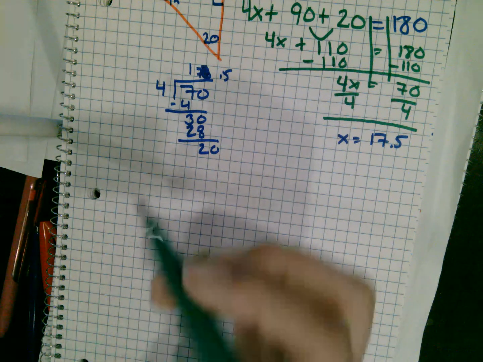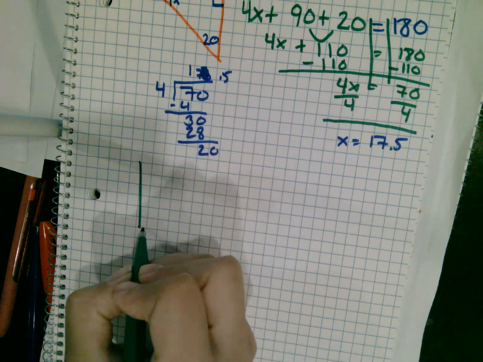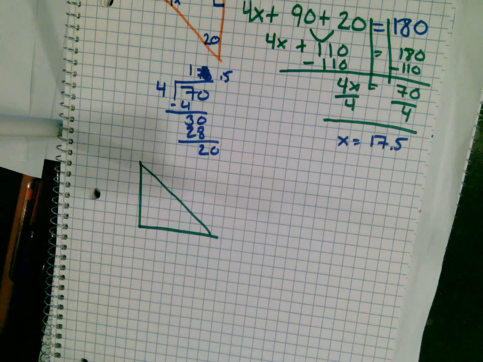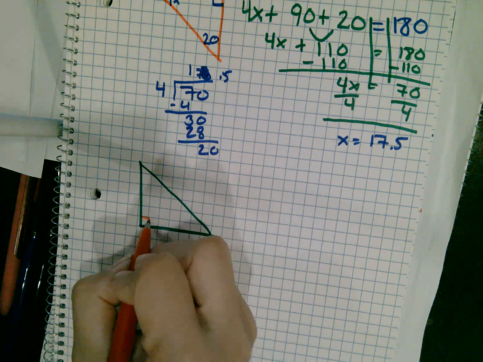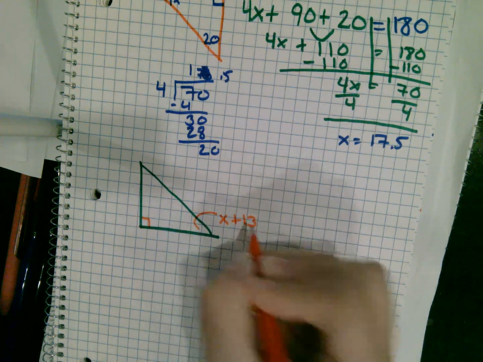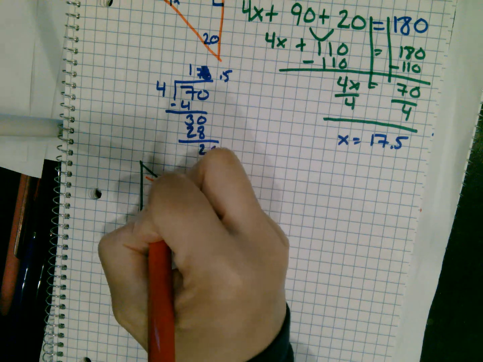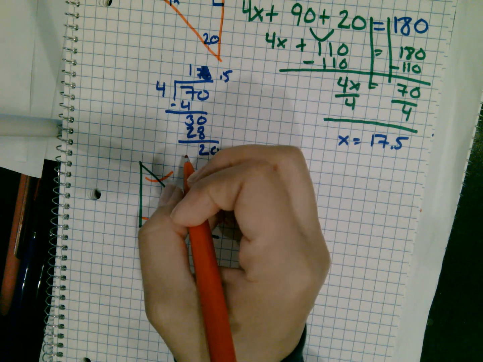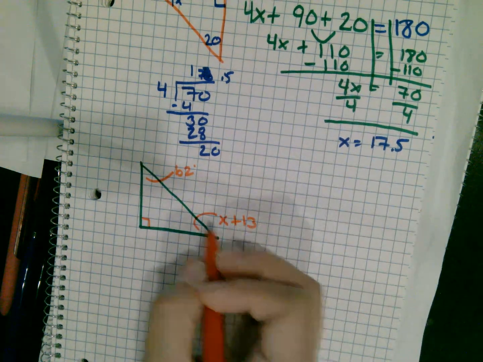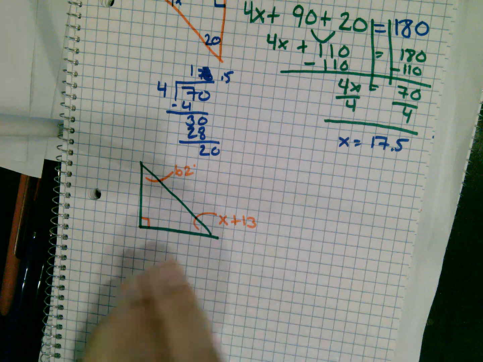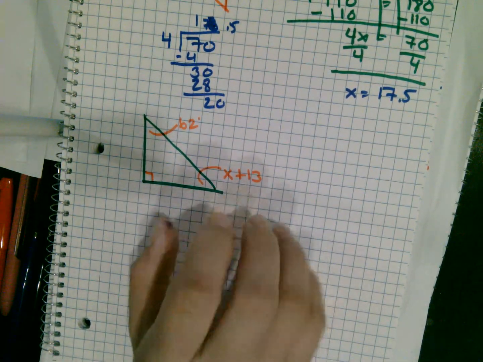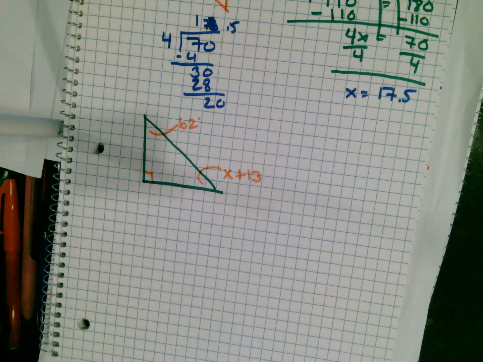All right. Let's try another one. This angle is x plus 13. And this angle is, let's say, 62. I wrote them outside just because I didn't want to push everything together. Okay, so this one says x plus 13, not 13x. A little different. Easier in my opinion.